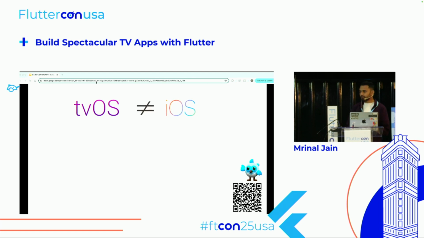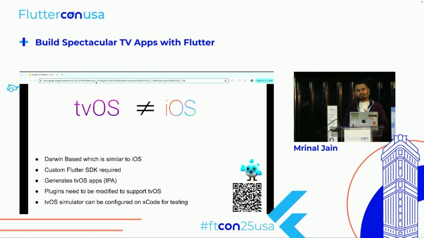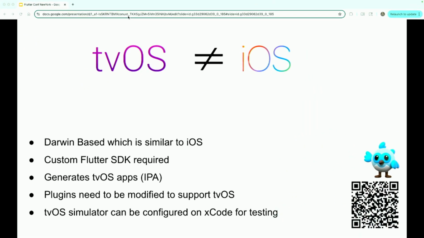But when it comes to tvOS, it's not exactly the same as iOS, right? Because Apple has a different OS for every other sort of device. So now it becomes a problem for us, because I can't directly use my iOS application for TV. So again, there is a custom SDK path available for us. We can fork the Flutter SDK, make changes in the custom SDK and start using that.